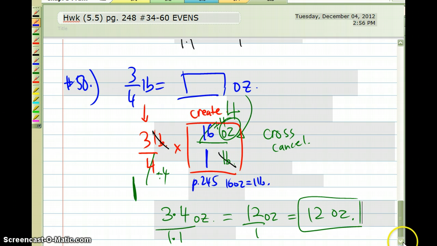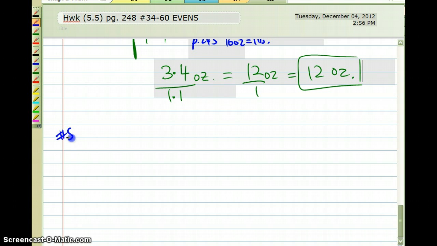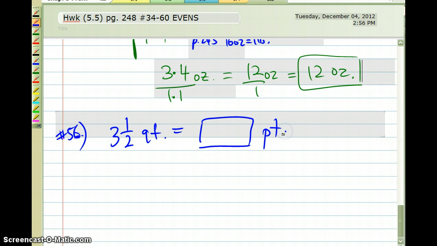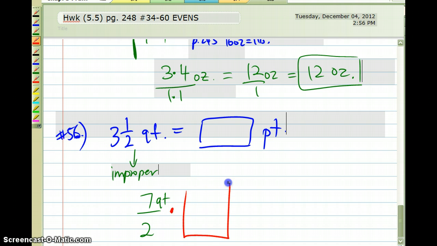If I go a little fast or you need extra practice, go back and look at 40 earlier in the video, where I explained the questions more slowly. The last question I'm going to do for the video is 56. 3½ quarts. I'm going to look for how many pints that is. I always begin with the problem written as an improper fraction, so I get 7/2 quarts. I'm going to multiply that by the fraction that I create.